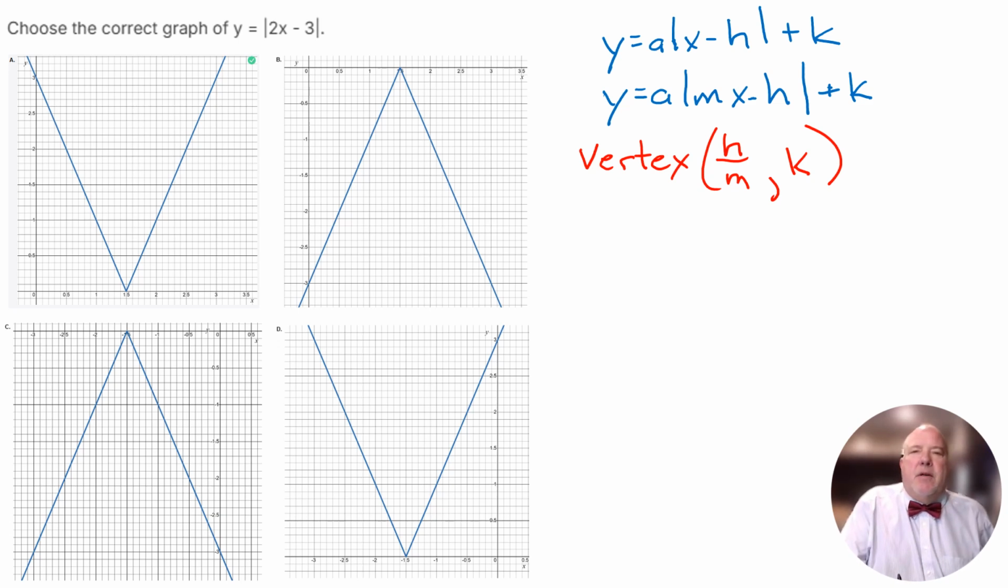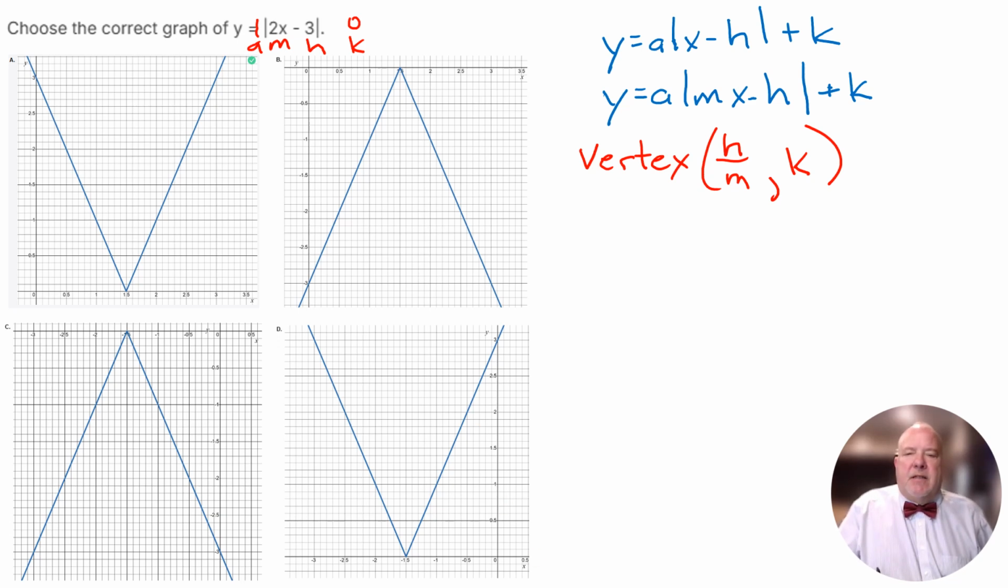So in this problem, this is my m here, the 2. This is my h. And then the k, there is no value there, so the k is 0 because there's nothing there. And the a value, by the way, is 1. So the vertex in this case, our h value is 3. Now don't be confused and say that it's -3 because the standard form is minus h. So this is -3, so the h value is 3.